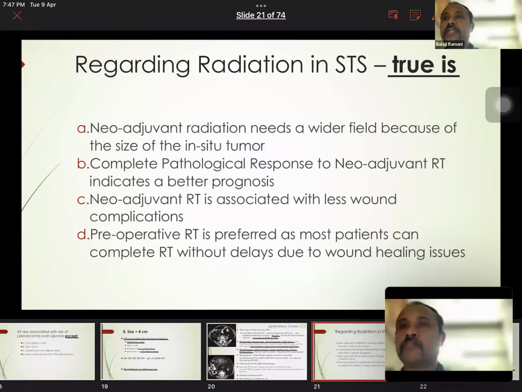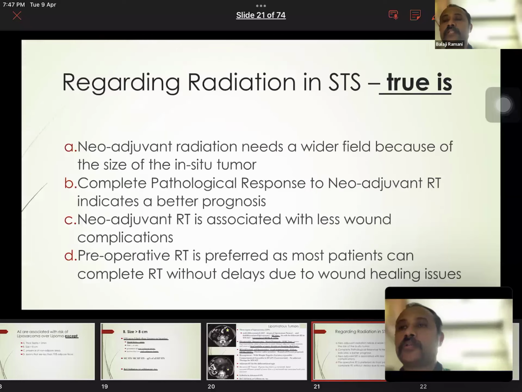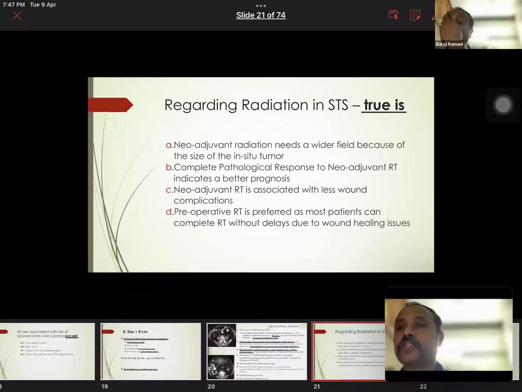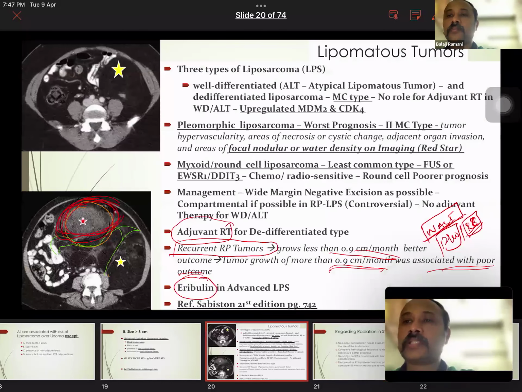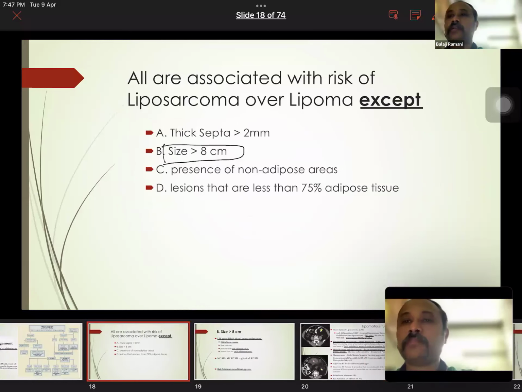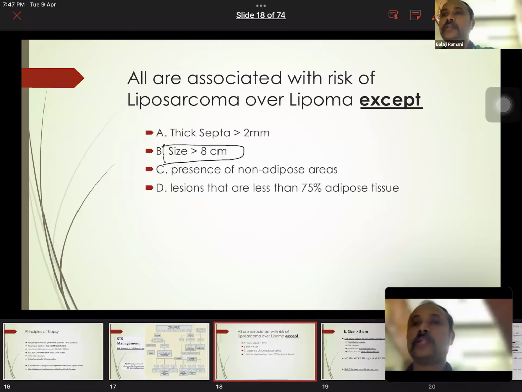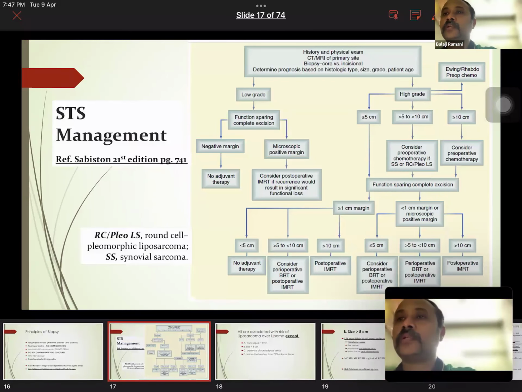So regarding radiation in soft tissue sarcoma, this is a question that has come up time and again. Which is the preferred mode of radiation? When will you go for radiation? In short, if you look at the management slide, that will become a little clearer. In management of a patient, you have history, physical, then CT and MRI, and biopsy is done. You go for the staging dependent on the size, shape, grade, etc.